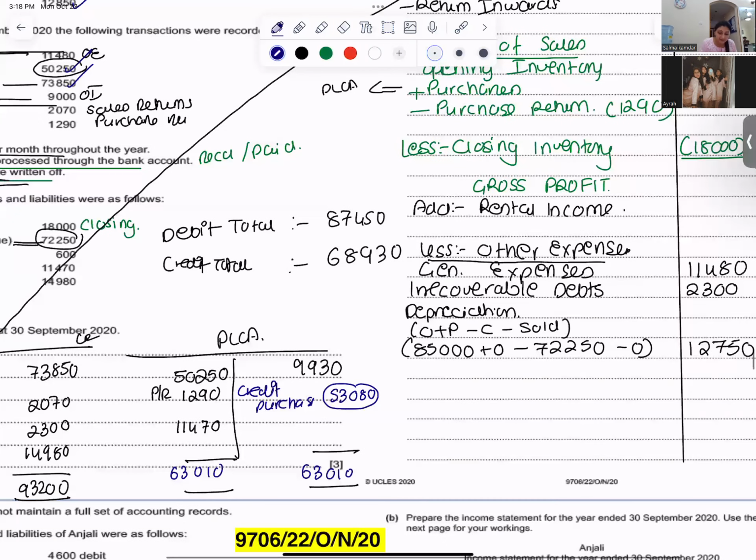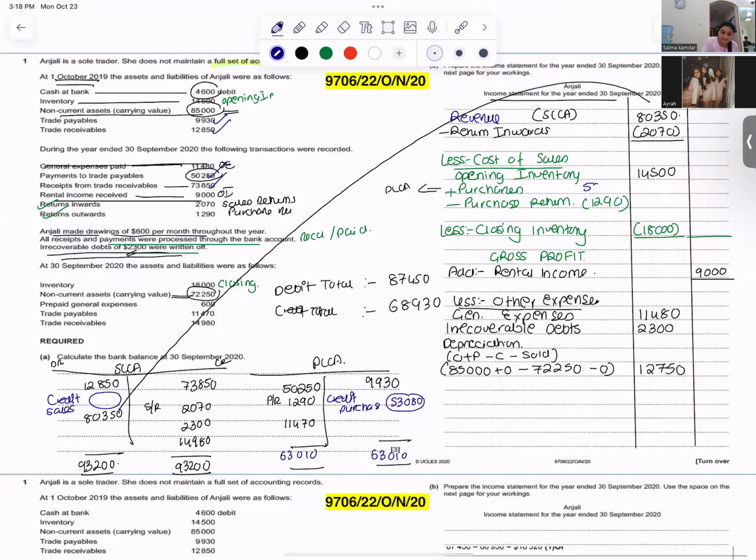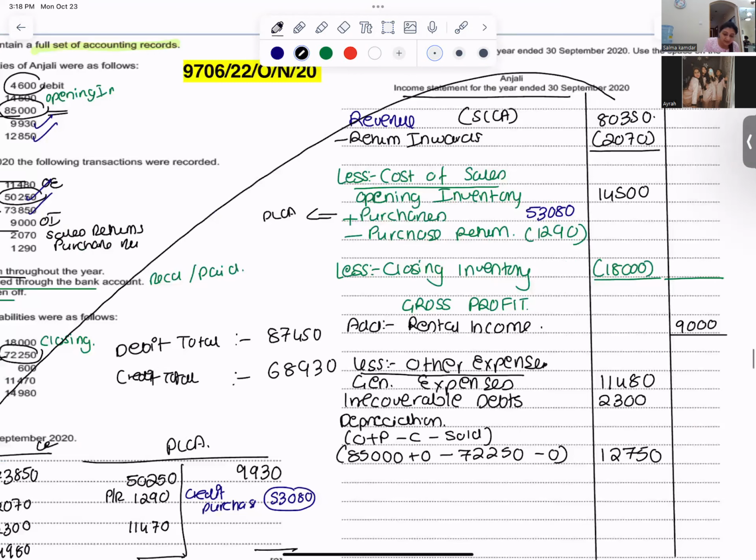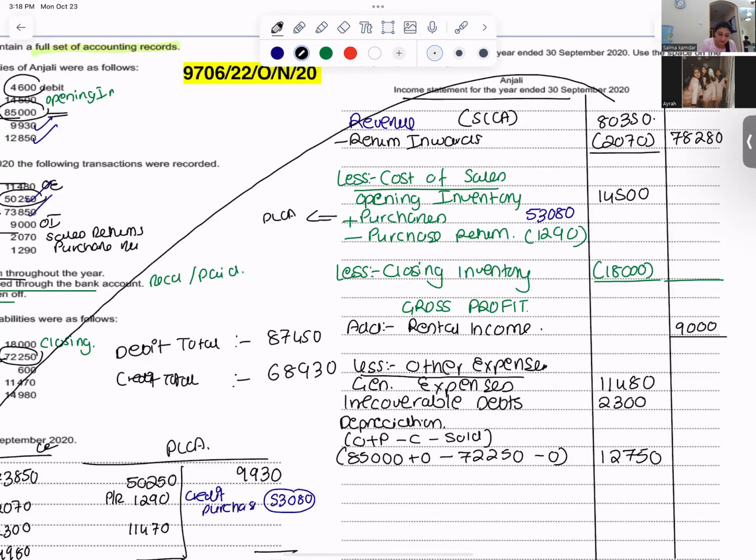Now I'll do my normal calculations. Sales minus sales return. Correct? 78,280. Opening inventory plus purchases. What is the total of purchases? 53,080 minus 1,290, 51,790. Minus 18,000. Cost of sales 48,290.